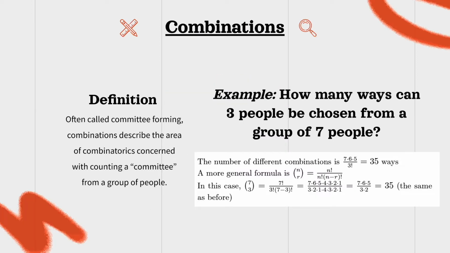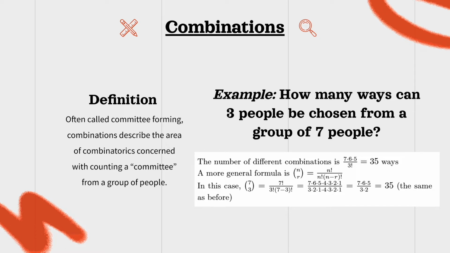Often called committee forming, combinations describe the area of combinatorics concerned with counting a committee from a group of people. Let's look at a simple example. In how many ways can 3 people be chosen from a group of 7 people? For the first person, there are 7 ways to choose them. For the second, 6. For the third, 5 ways. This gives us 7 times 6 times 5.